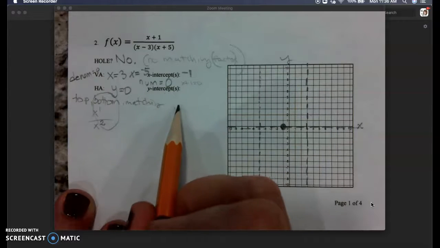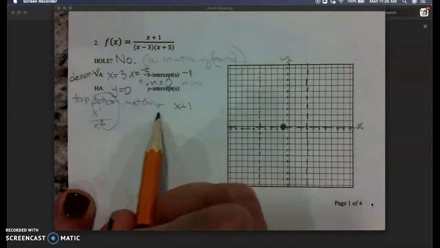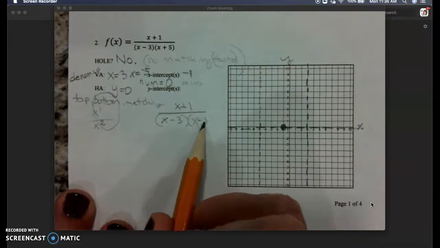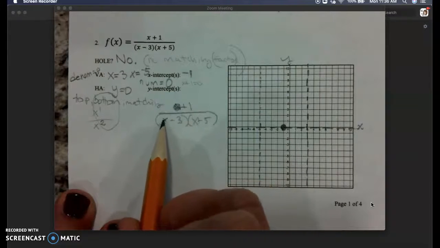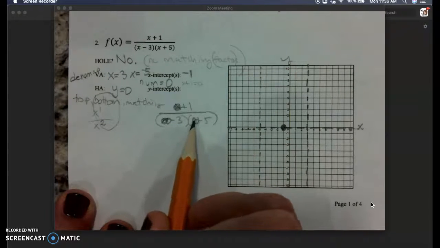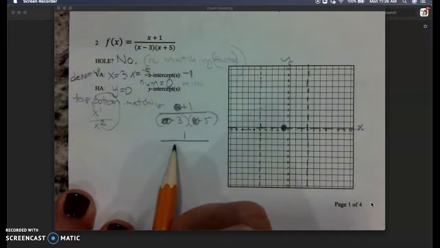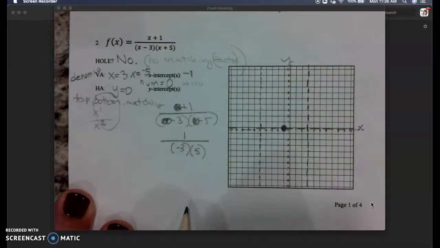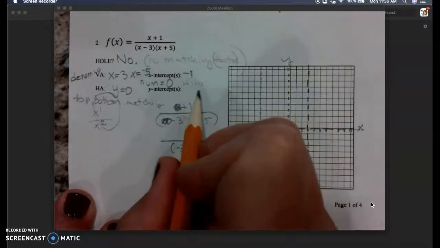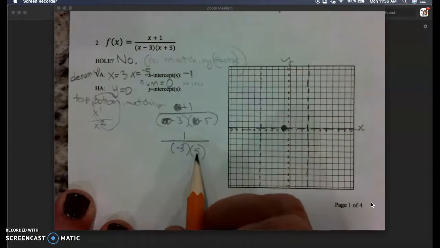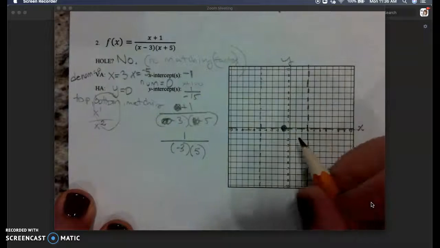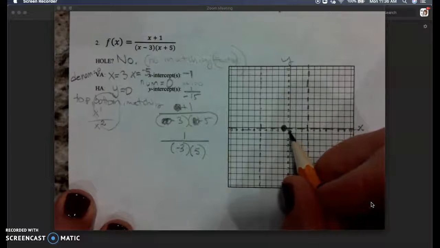Finally, y-intercept. I'm going to take x plus 1, x minus 3, and x plus 5. And I'm going to say see ya because I'm going to put 0 in them. So now I got a 1 on top. I got a negative 3 in this parenthesis and positive 5 in that parenthesis. And parentheses mean multiply. So negative 3 times 5 will give me 1 over negative 15. So that would be right there.